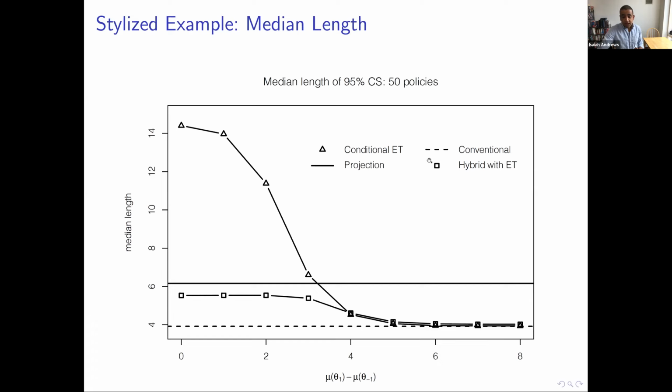Interestingly, in this particular case, taking this hybrid approach ends up giving us a median length that's shorter than the projection interval for all the parameter values we consider here. The median length of the hybrid converges almost all the way down to the length of the conventional interval. Although it's hard to see here, the conditional will converge fully to the conventional. The hybrid doesn't quite get there, but it's close.